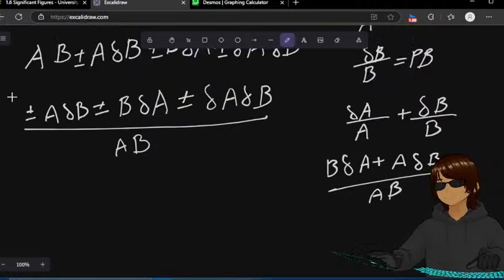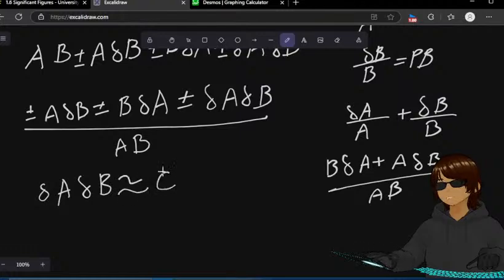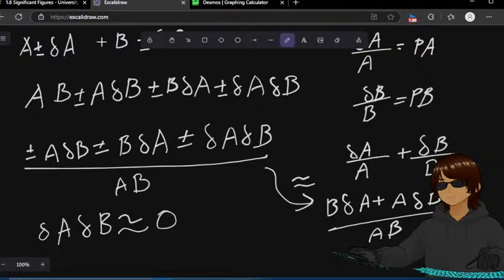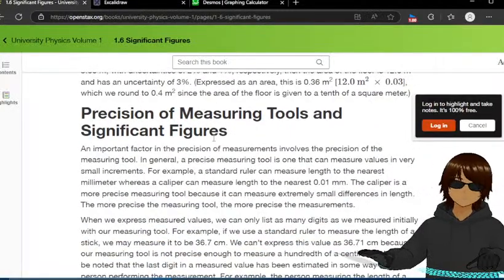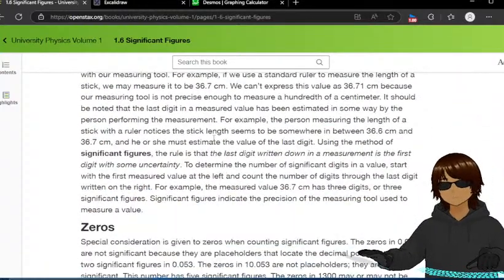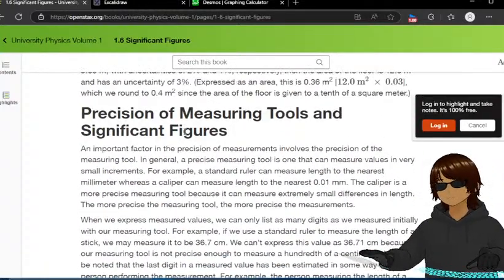I mean, it's almost the same except for this part, but this thing over here is very close to zero. You would expect them to be close to zero. So these two are approximately equal. That's why you're allowed to add the percentage uncertainty. But I could be wrong. So, chat, if you have anything, please inform me.